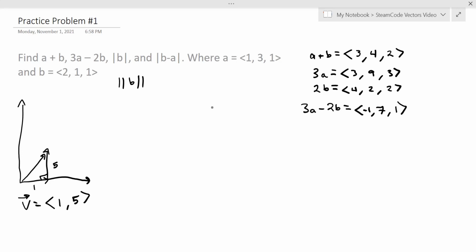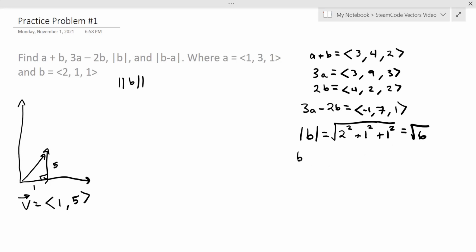Let's find the magnitude of b using the Pythagorean theorem. So the magnitude of b is equal to, well, b goes 2 units in the x direction. The Pythagorean theorem can be extended into 3D because, as you can see, it works not only with 2D but also with 3D. So it's the square root of 2 squared plus 1 squared plus 1 squared, and that equals the square root of 6.